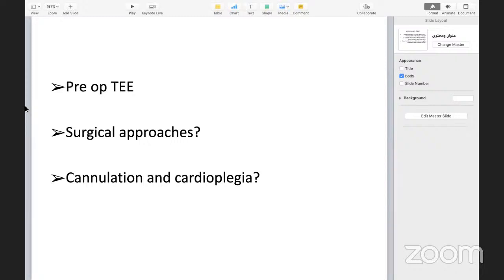Okay, so you start with the usual opening, median sternotomy, and then you cannulate, you cool the patient into moderate hypothermia, and you pay attention to the cardioplegia. So usually the hypertrophied muscle needs more attention than the normal heart. So to protect the heart, you give antegrade and retrograde cardioplegia.